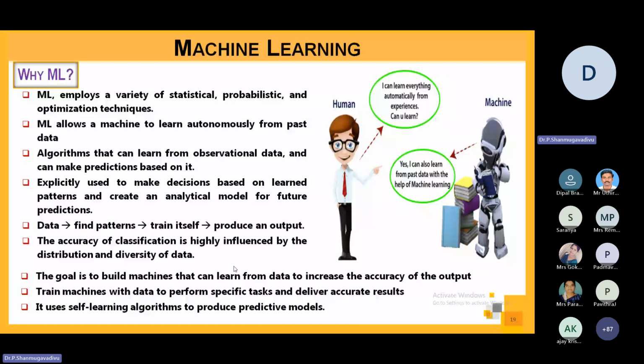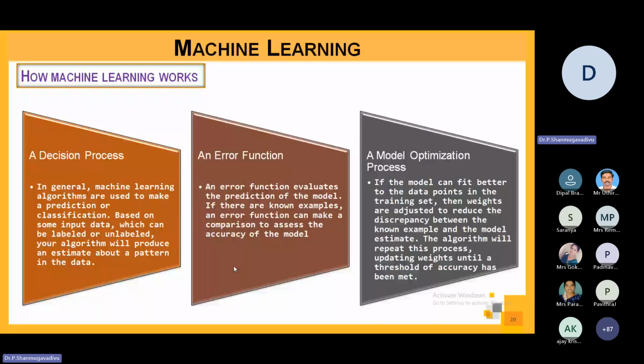Okay. So how does machine learning work? It can work on a decision process. In general, machine learning algorithms are used to make predictions or classifications based on some input data, which can be labeled or unlabeled.